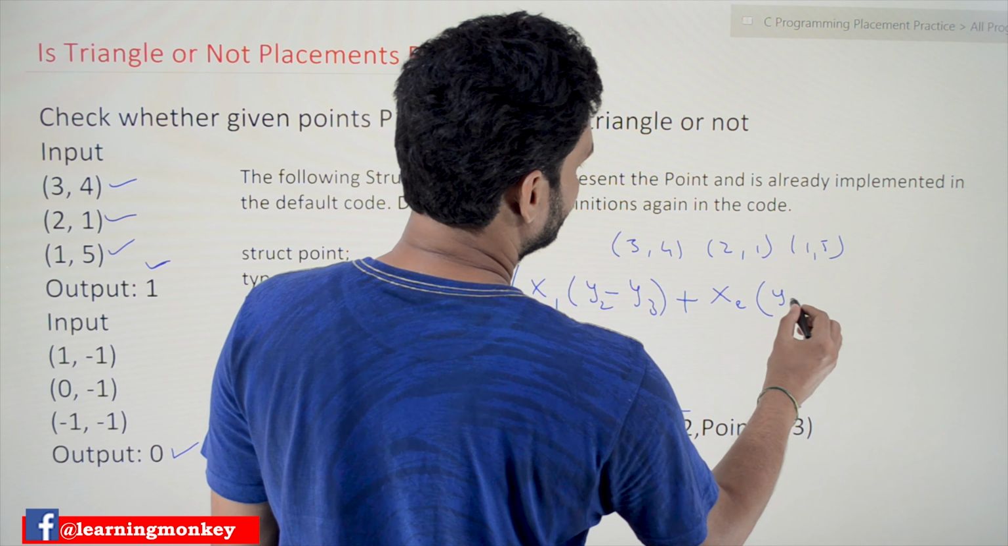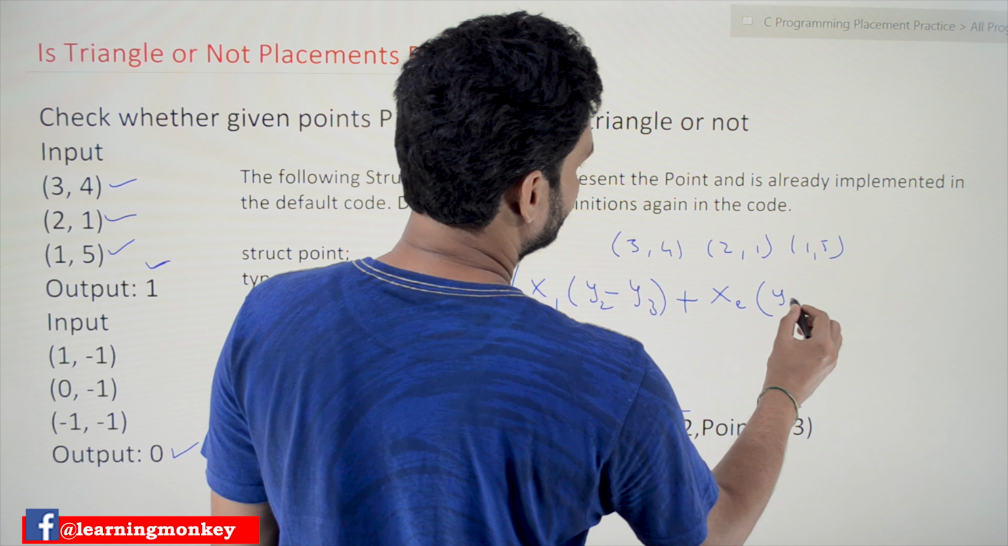How to find the area? This is the formula. This part is also there in the question. What they are stating is the following structure. This is the structure for a point. The following structure is used to represent the point and is already implemented in the default code. So these 3 points P1, P2, P3 are the variables of the structure, and all these variables and the structure have already been defined in the program.